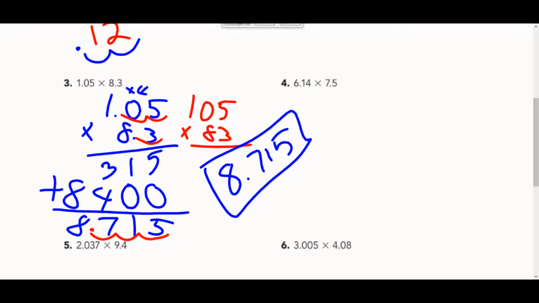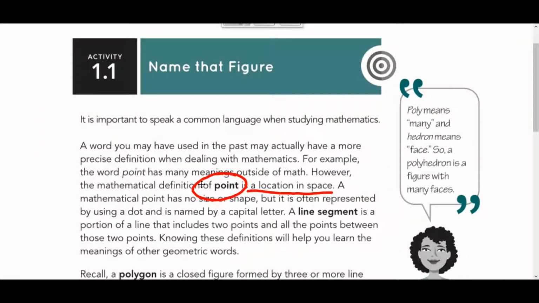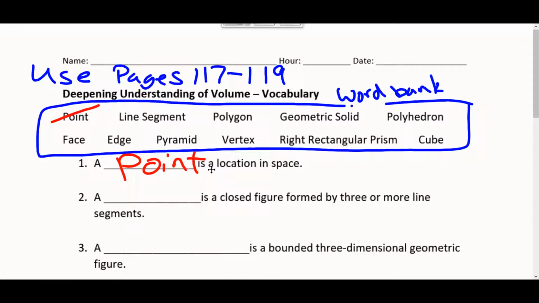All right. And then on the vocabulary side, we're looking at pages 117 through 119, and the pages we just ripped out of our book. I treat this like a word bank. See an example here. Reading on your page, you see this bold-faced word is point, and we see that it is a location in space. So we go back, and oh, there it is. Point is a location in space. And notice how I'm crossing it out here, so I probably won't need to use it again.